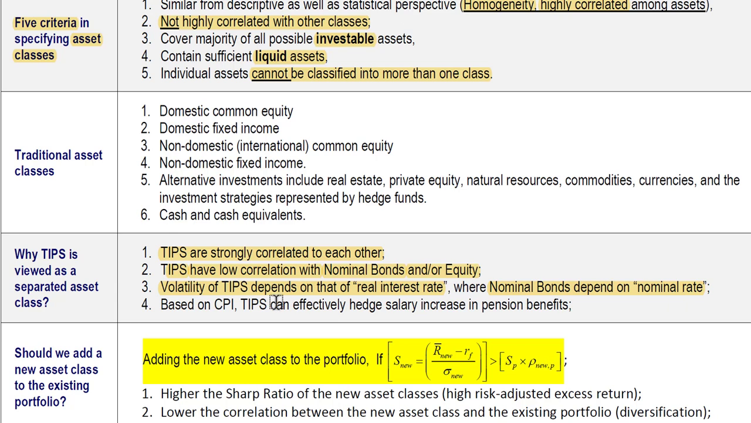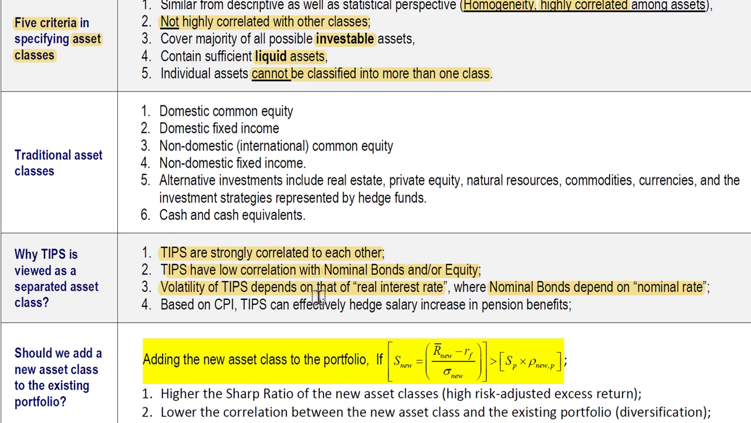What is the relationship between the nominal rate and the real interest rate? The correlation tends to be very low. That's the reason why TIPS has a low correlation with nominal bonds. That created a huge value for risk diversification. Okay.